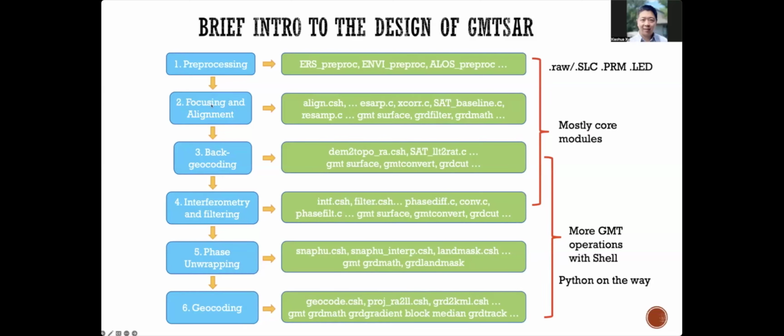The second step is called focusing and alignment. Focusing is in fact the step to convert the raw radar echoes into SLC. Nowadays, many satellite agencies have taken this part as their job. So sometimes when you get the data, it's already focused.